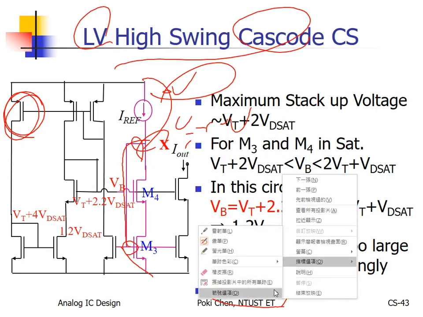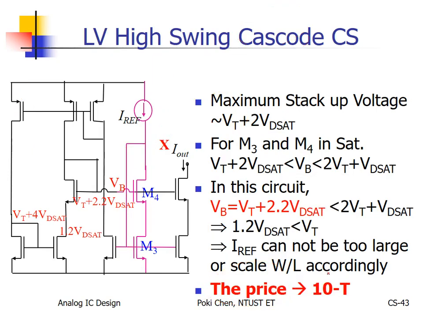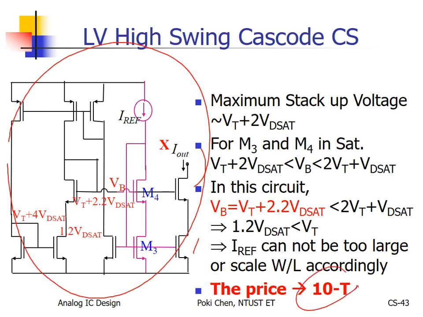You can see, totally, for such a simple current source, we need 10 transistors. It's up to you. I have no bias. Okay, it's up to you. Again, nothing is free. You need to pay for it, to get accurate enough, right?